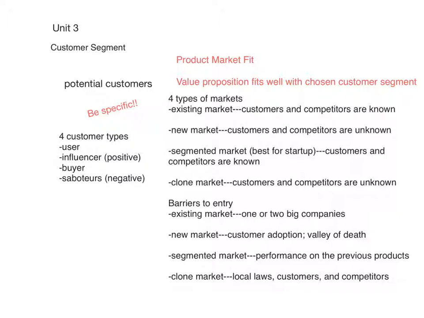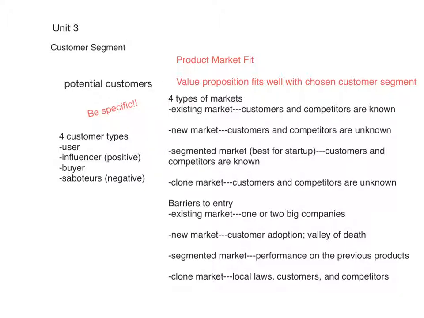After finding potential customers, you have to find the product-market fit, which means the value proposition fits well with the chosen customer segment. You also have to define 4 types of markets that your startup is going to enter: the existing market, new market, segmented market, and clone market, and the barriers for each market. In the existing market, the customers and competitors are known, the same for the segmented market. But for the new market and the clone market, your customers and competitors are unknown.